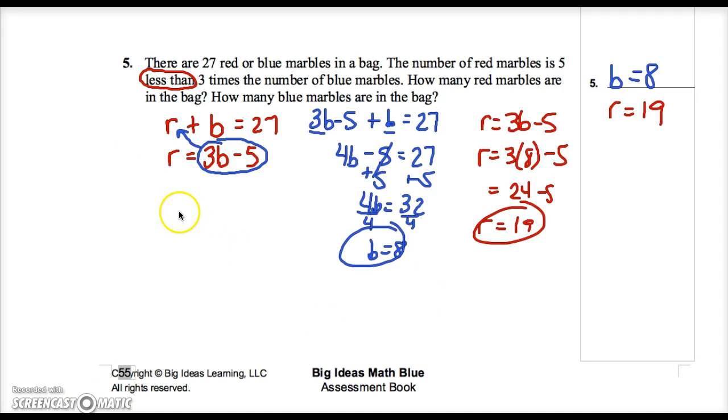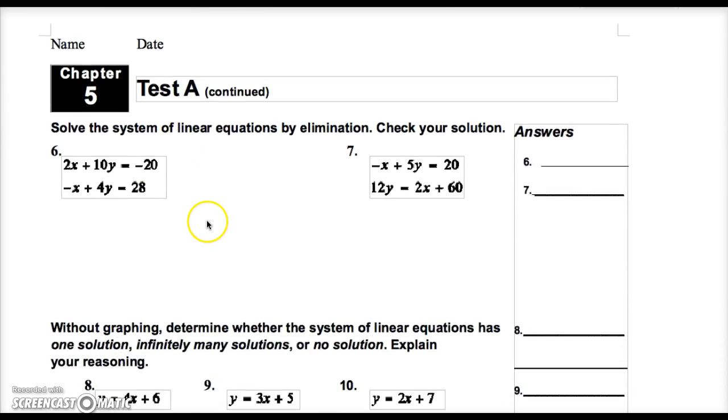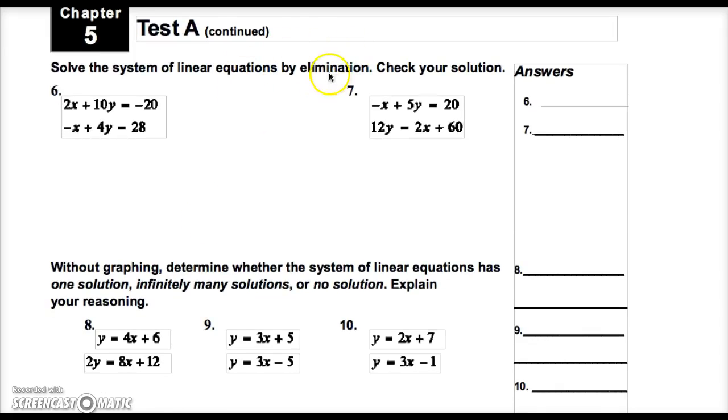Okay, now flipping over to the back. Look at number 6. These directions say solve by elimination. So with elimination, we're going to try to get rid of one of the variables. If I look at number 6, right now nothing will cancel. 2x and negative x are not opposites. 10y and 4y are not opposites. But what I do notice is right here with the x's, one is positive and one's negative. So this is going to be the easiest one to change and to get to cancel.